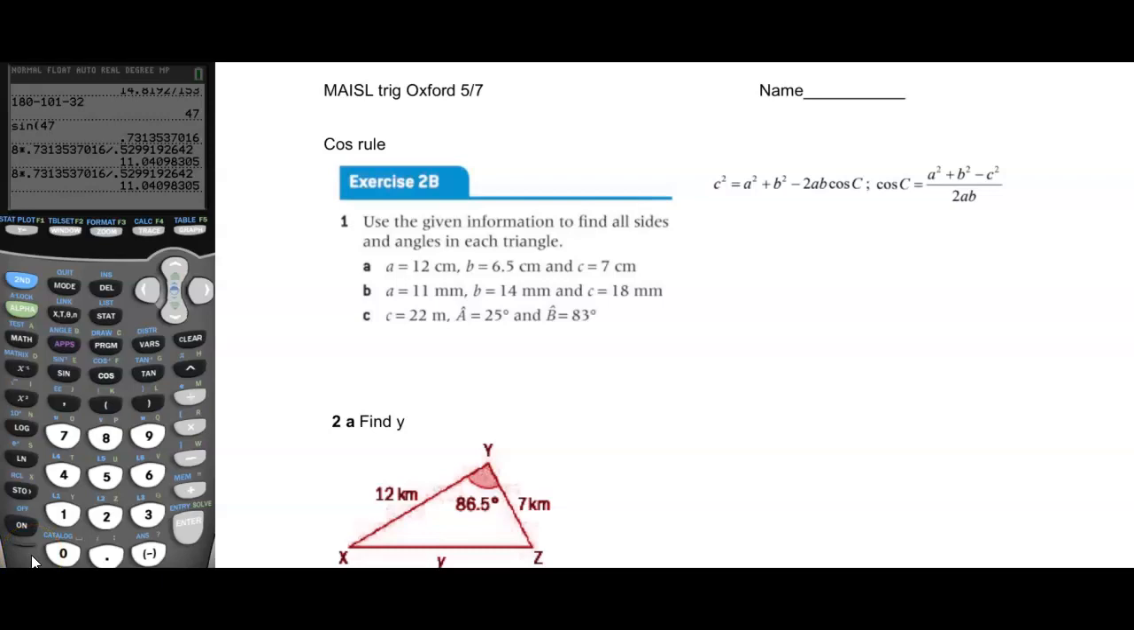This is page 5 of trig. Remember how last time we were talking about sine rule, law of sines? Now we're going to talk about cosine rule, and since we are talking about cosine rule now, let's talk about when you use cosine rule, when you use sine rule.